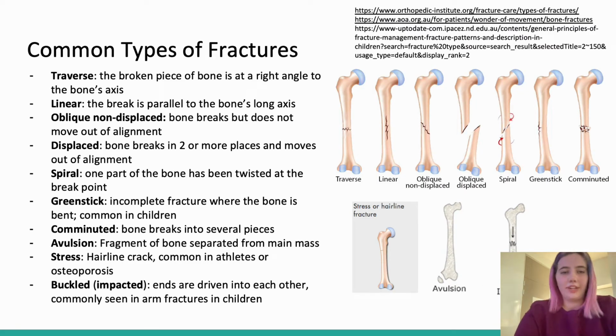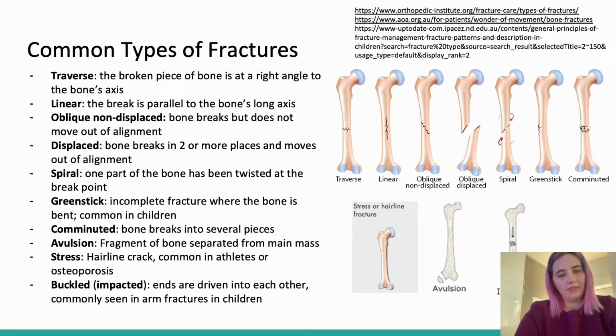So common types of fractures you may see: transverse, where the break in the bone is at a right angle to the bone's axis. Linear, where the break is parallel to the bone's long axis. Oblique non-displaced, where the bone breaks but does not move out of alignment. Then you have displaced, where it breaks in two or more places and moves out of alignment. You have spiral, where the bone has been twisted at the break point. Greenstick, which is common in children, is an incomplete fracture where the bone is bent.